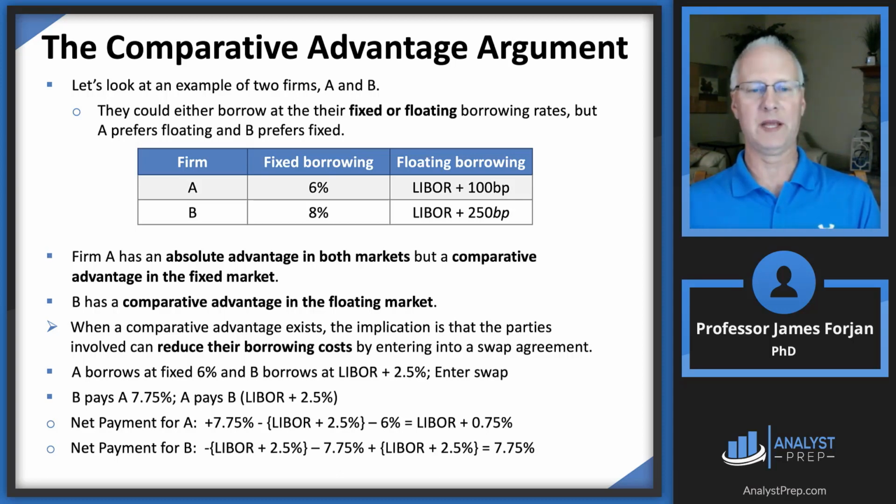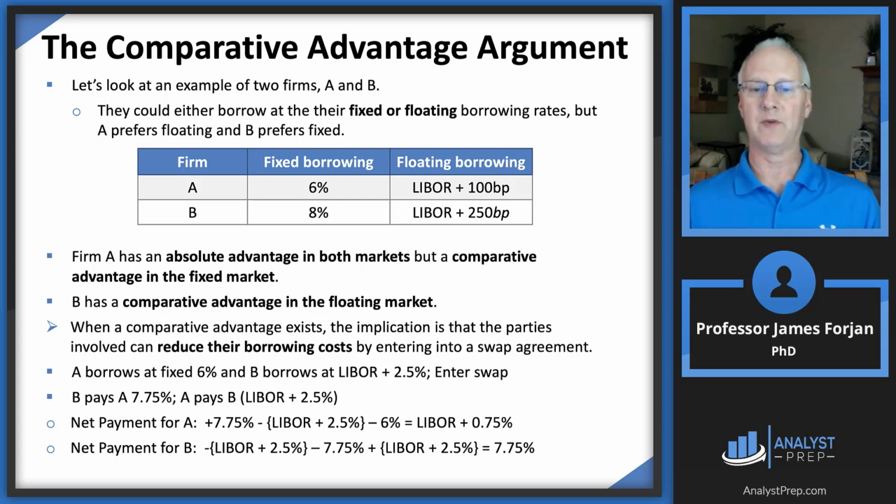Now, at first glance, you might be thinking, wait a minute, Jim, I'm not quite sure how this works, but let's go ahead and do the net payments. So what's happening with A? A is receiving 7.75 from B and then paying off its bondholders at 6%. So it is gaining 1.75%, right? And then it is agreeing to pay LIBOR plus 2.5%. So what it's going to do is take that 1.75% to offset the plus 2.5% next to the LIBOR. So its net payment, look out there on the right-hand side of the equal sign, is going to be LIBOR plus 0.75%.